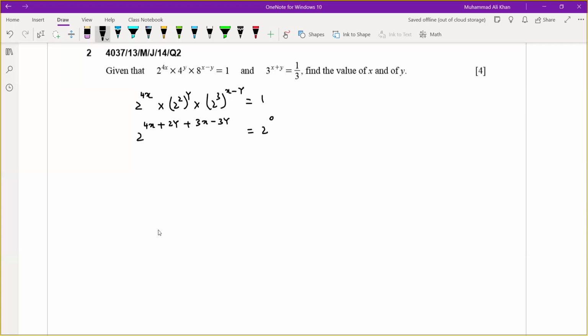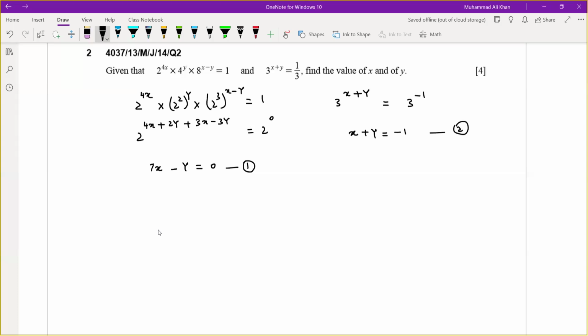So now we can say that 4x plus 3x is 7x. 2y minus 3y is minus y is equal to 0. Let's say this is equation 1. And for equation 2, we have to convert all the things in the power of 3. So it will be 3 power x plus y is equals to 3 power minus 1. When we bring the denominator to the numerator, the sign of the power will change. So x plus y is equal to minus 1. This is equation 2.